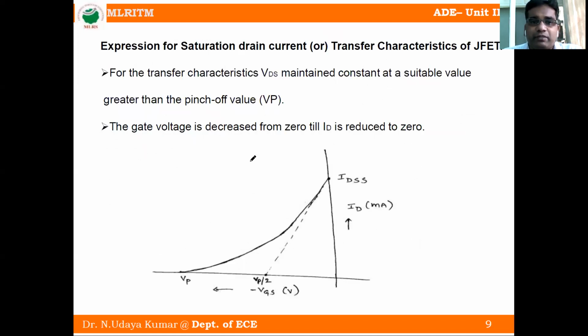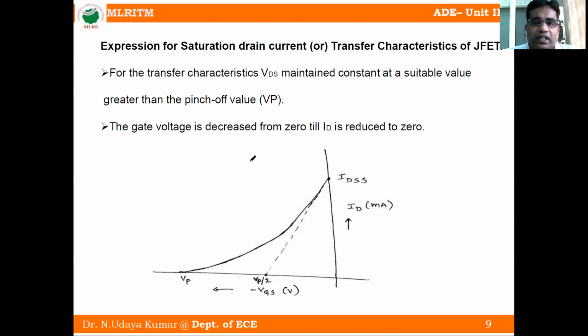Now we will see the expression for saturation drain current, or the transfer characteristics of a junction FET. For the transfer characteristics, the gate voltage versus drain current, the drain voltage is maintained constant at a suitable value greater than the pinch off value. In the previous class we saw what is meant by pinch off value.